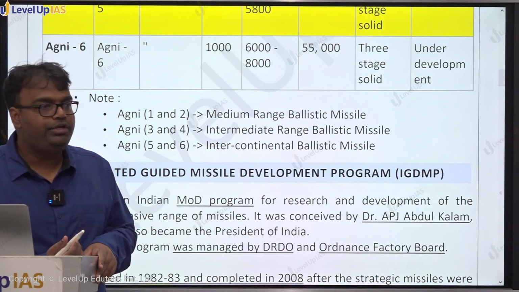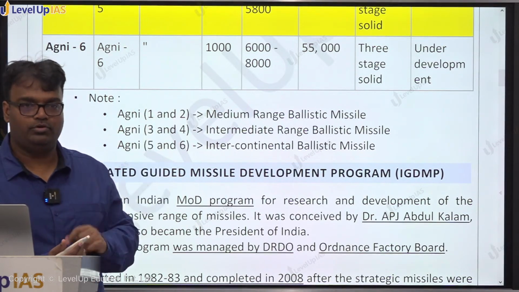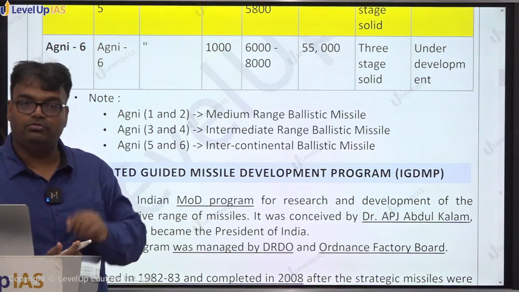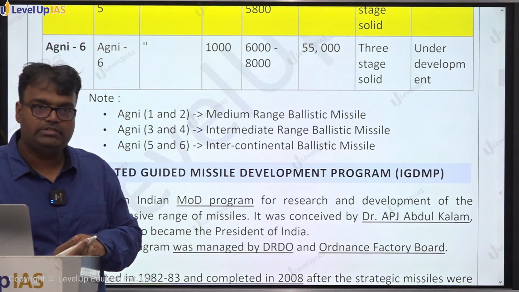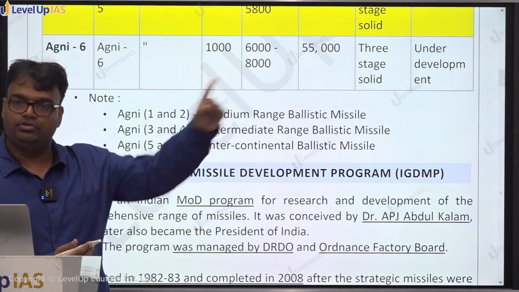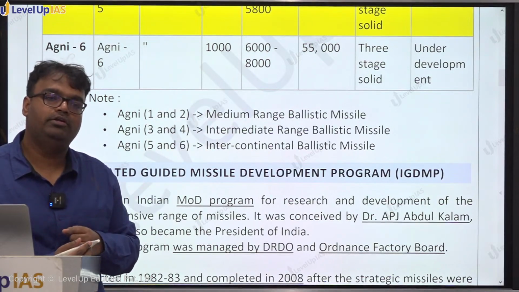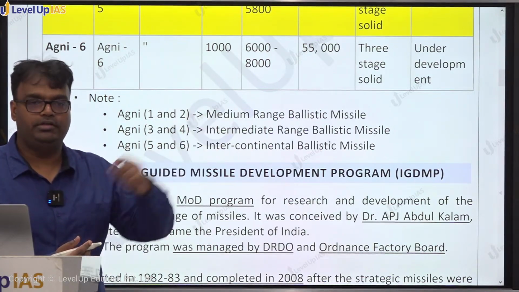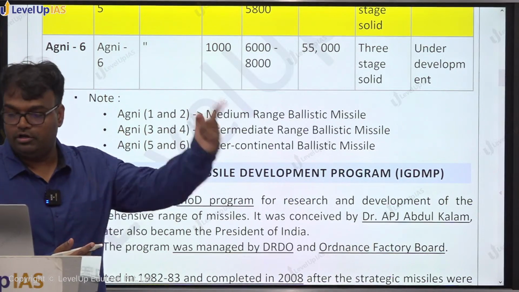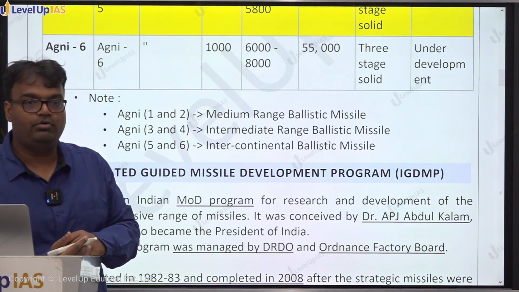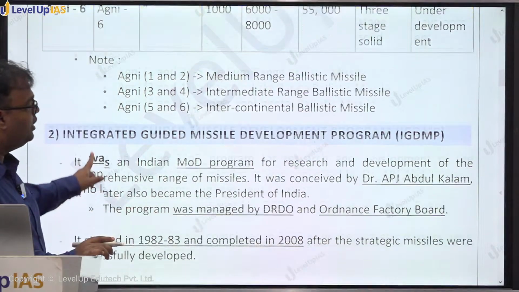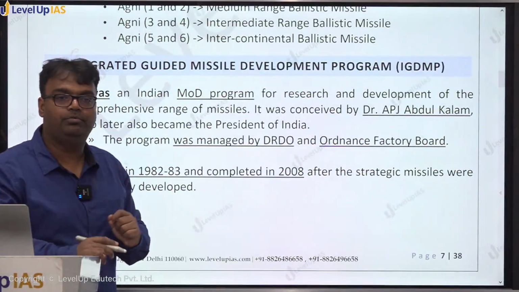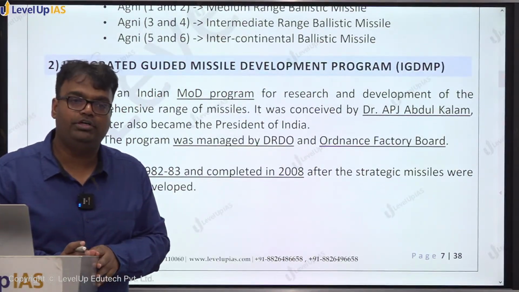When a missile can travel 5,000 kilometers, those missiles are called intercontinental missiles. They can cross the continent. So those are called intercontinental ballistic missiles. So this was our Integrated Guided Missile Development Program, under which Agni 1, 2, 3 were developed.